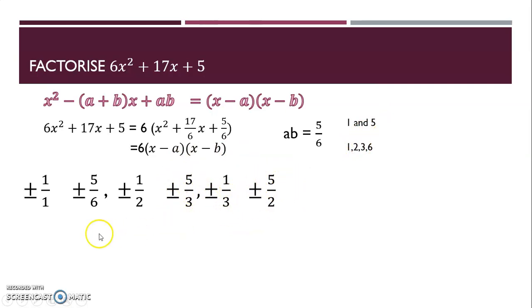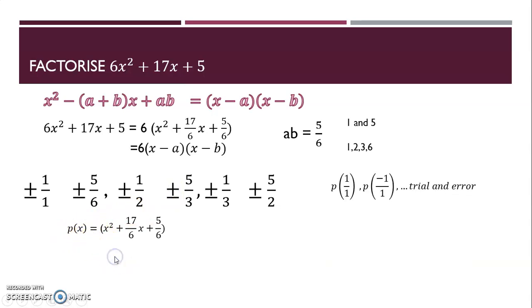So what do we have to do? We have the p(x) here. We'll have to substitute all these values one by one inside p(x) and find out which value becomes 0. So we start from p(1/1). Next we check for p(−1/1). The key idea is we should not leave out any possible combinations, because we might never know what is the correct factor. So please keep in mind not to leave out any of the possible factors.